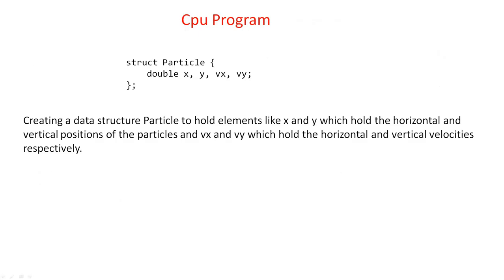Before we start with the actual program, I must introduce you to some of the functions that were used in this program. One is struct particle. Struct is used to create a data type. Here we have created a data type called particle, so that we can keep similar types of data together. x, y are the horizontal and vertical positions of the particles, and vx and vy are the horizontal and vertical velocities.